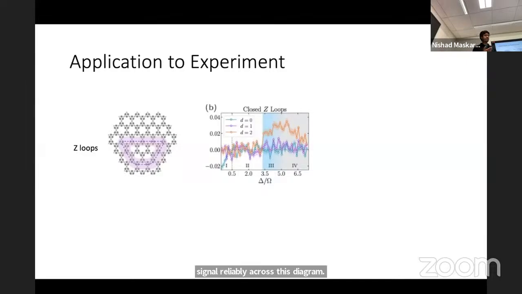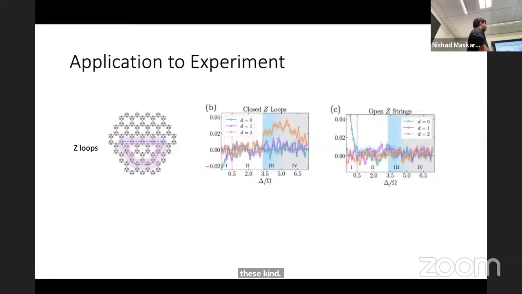When we apply 1 layer of correction, it's still pretty hard to see anything, but maybe if you really squint your eyes, you can start to see some small fluctuations that are non-zero. However, when we apply 2 layers of correction, we see a sharp jump in the order when we go from around 3.4, which seems to signify that there's some ordering associated with these coarse-grained loops here. We can also study the open Z strings at the same time.